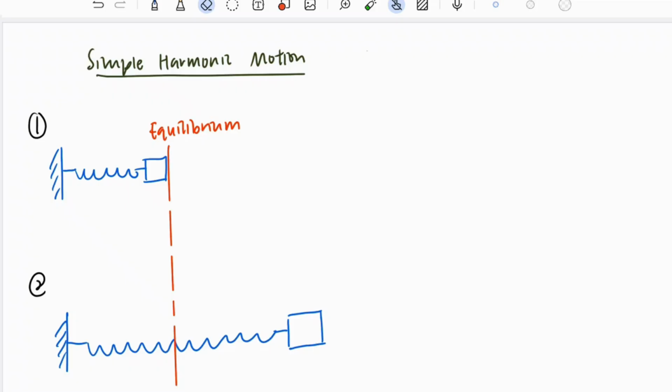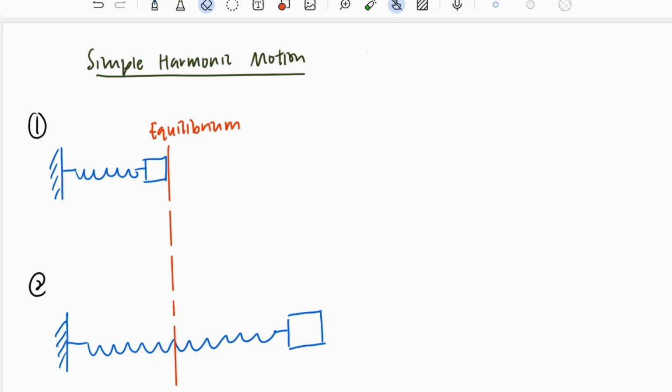In this video, we'll be talking about the basic concepts, basically the fundamental concepts of simple harmonic motion before we go into the graphs, velocity, and more. So we're going to start with the fundamental concepts today.